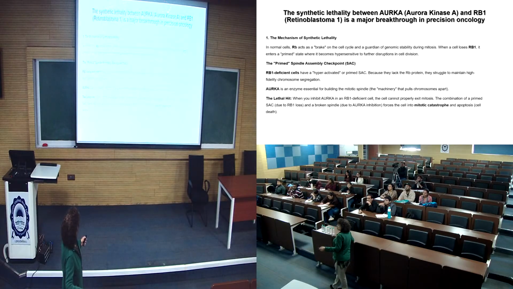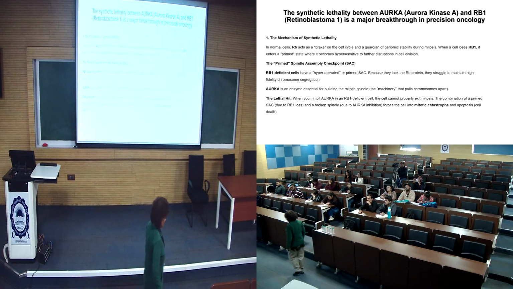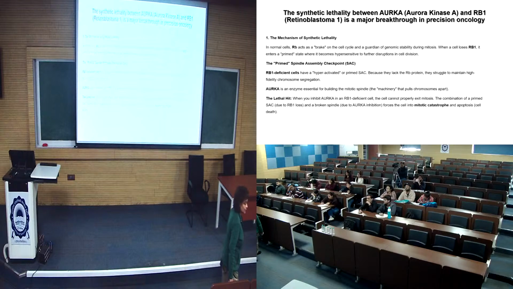So how do we connect Aurora A, which is an oncogene, to the retinoblastoma protein? Retinoblastoma protein is obviously a tumor suppressor, and its role is in the cell cycle.